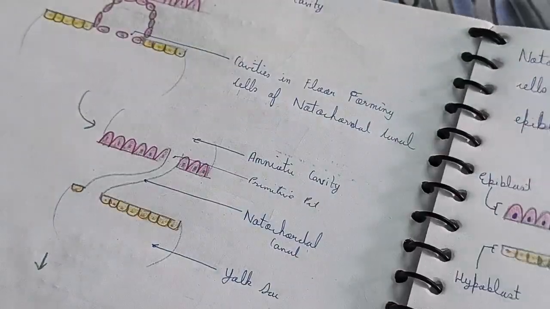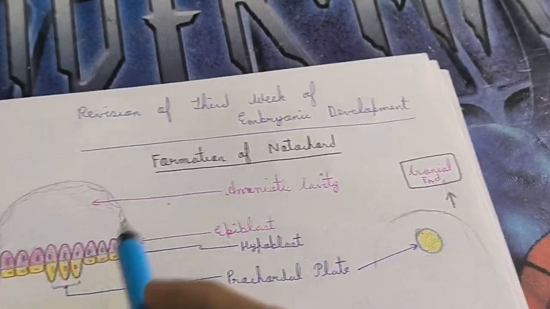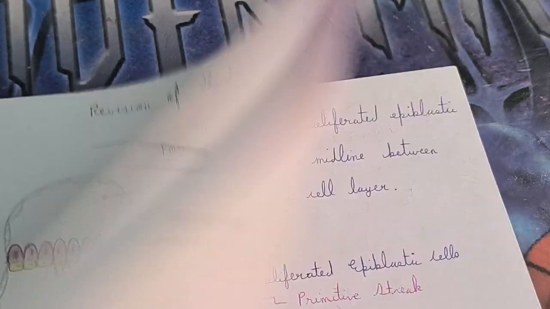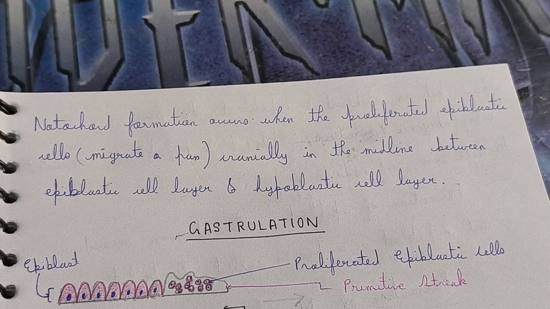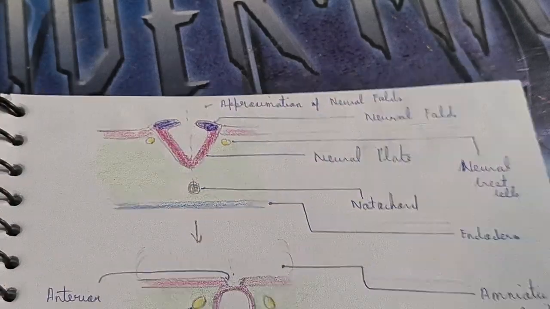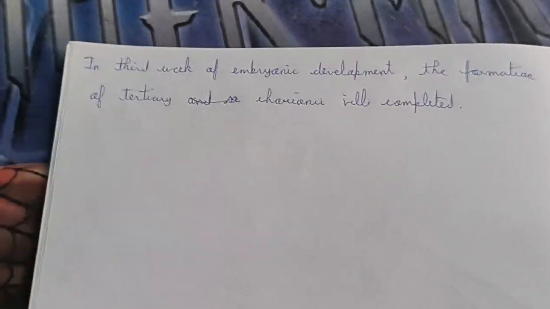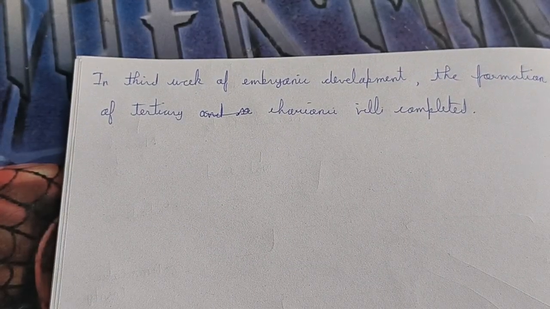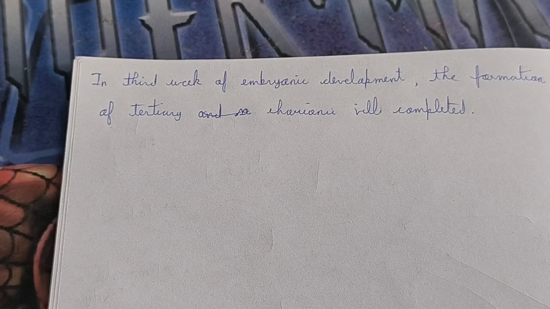So once again I am going to discuss the important events of the third week of embryonic development. The first very important one is the formation of notochord, and the second one is the gastrulation process, where the intraembryonic mesoderm is formed and the epiblast is converted to ectoderm and the hypoblast to endoderm, and the formation of the neural tube, and the complete formation of tertiary chorionic villi, and also the subdivisions of intraembryonic mesoderm. All these are the important events taking place in the third week of embryonic development. That's all.